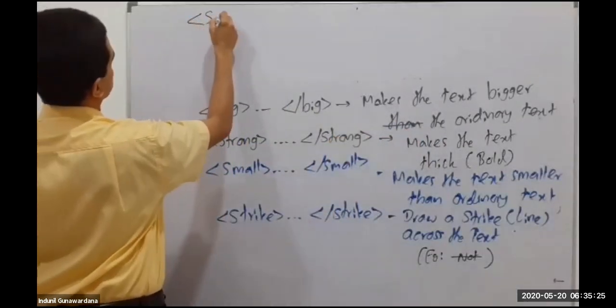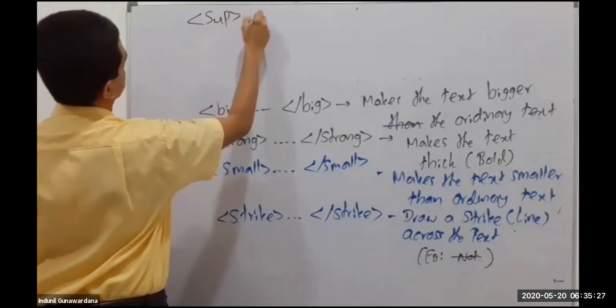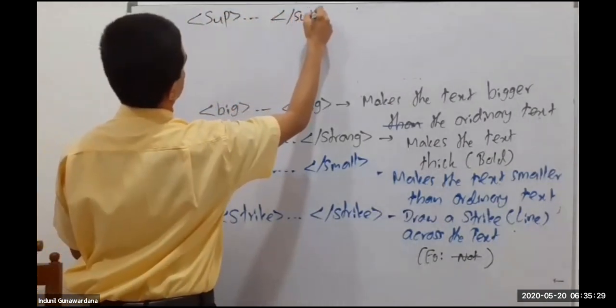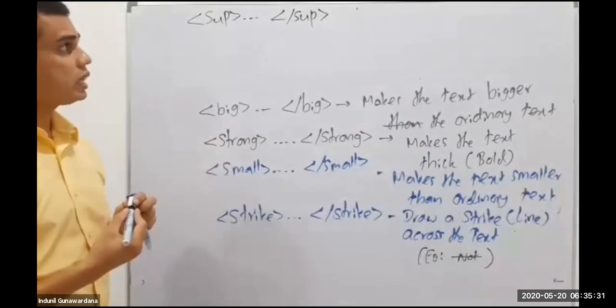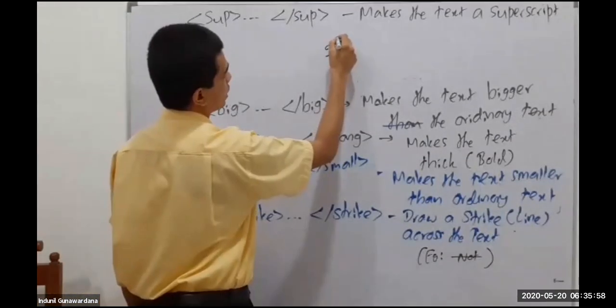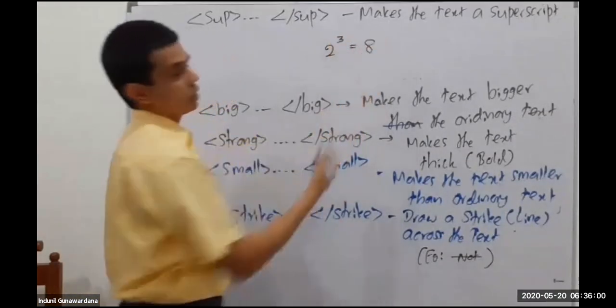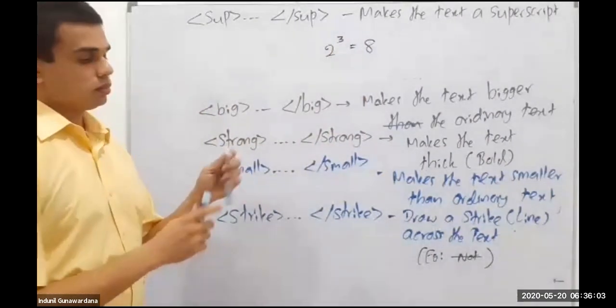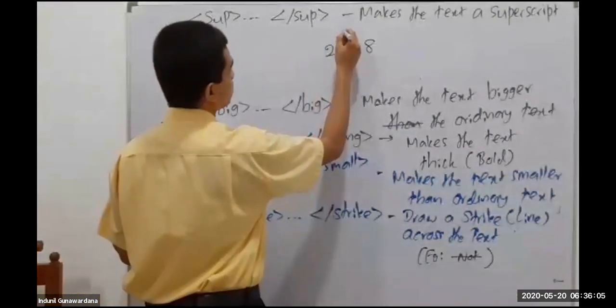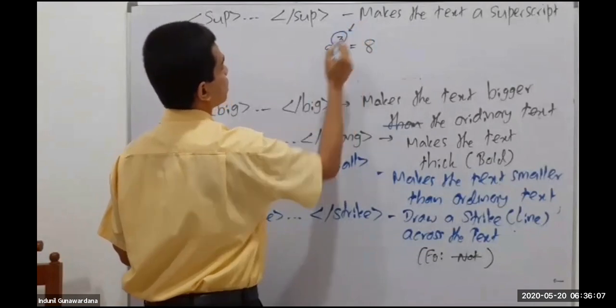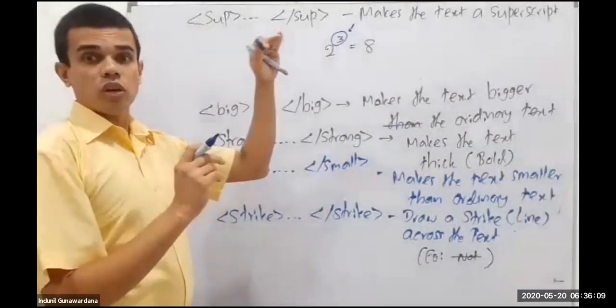Next is sup, S-U-P, and we have the closing sup. This will make the text superscript. Here, this 3 becomes a superscript, so it goes a little bit above the ordinary position.